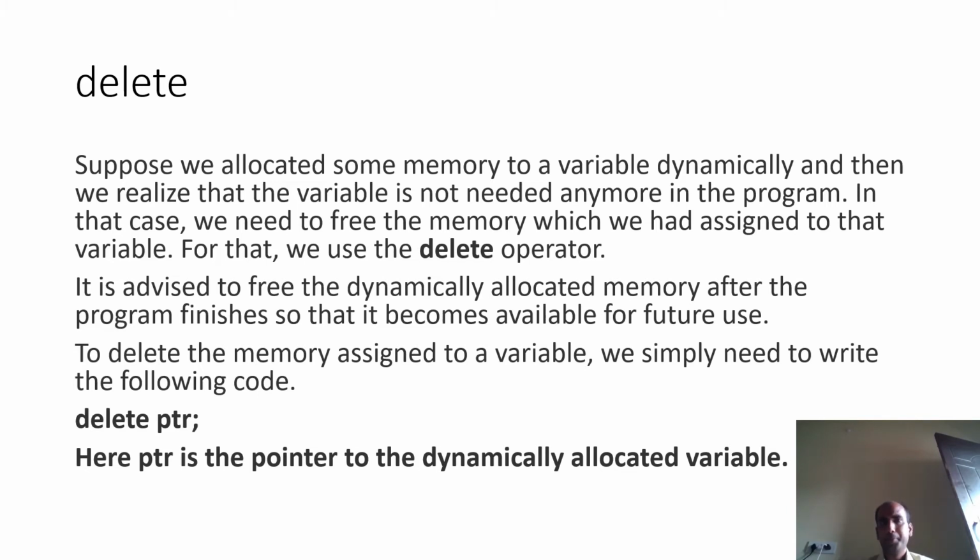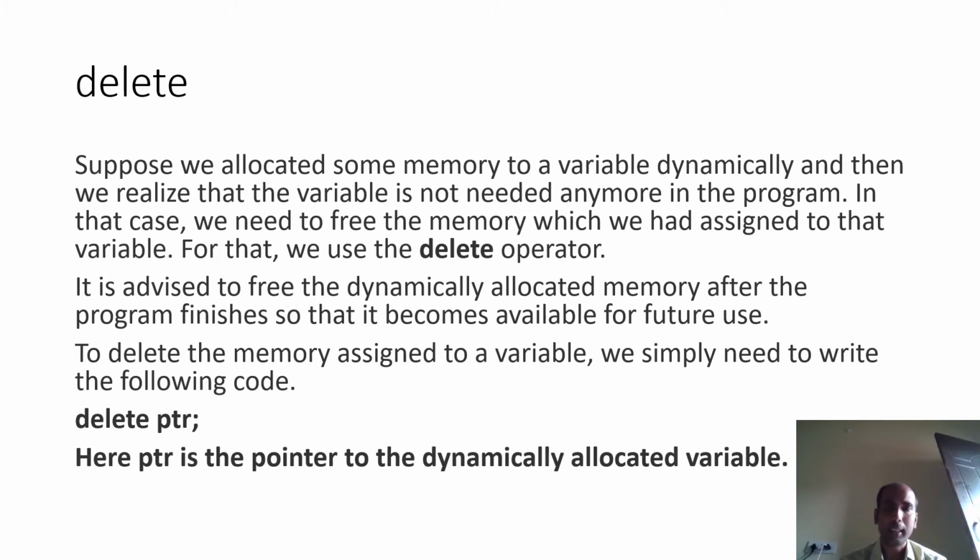Delete operator. Now, suppose we allocate some memory to a variable dynamically, and then we realize that the variable is not needed anymore in the program. In that case, we need to free the memory assigned to that variable. For that, we use the delete operator, like free in C language. While allocating memory with the malloc function you use free, and in C++, new and delete are operators. So if you have dynamically allocated using the new operator, you can use the delete operator to delete it.